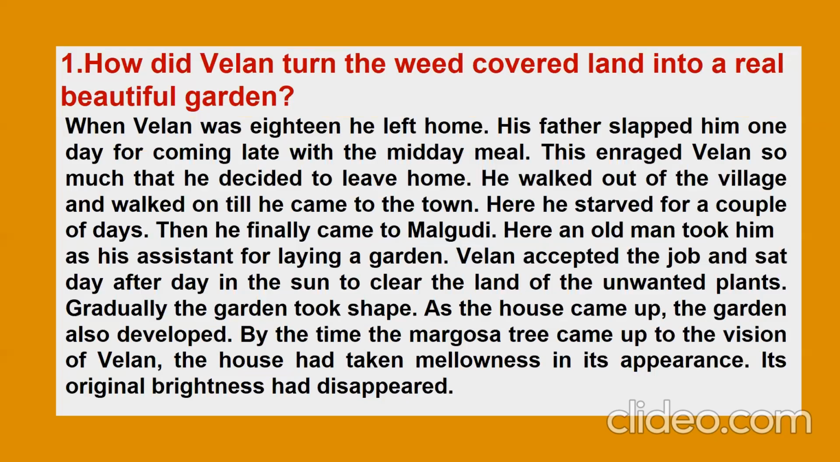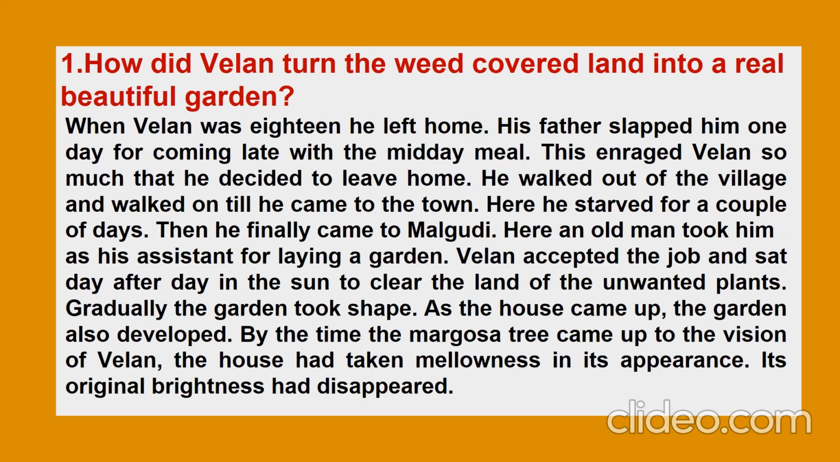How did Velen turn the weed covered land into a real beautiful garden? When Velen was 18, he left home. His father slapped him one day for coming late with the midday meal. This enraged Velen. He became so angry that he decided to leave home. He walked out of the village and walked on till he came to the town. Here he starved for a couple of days. Then he finally came to Malgudi.